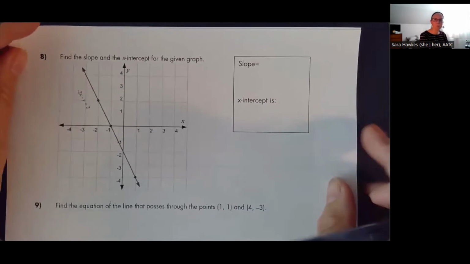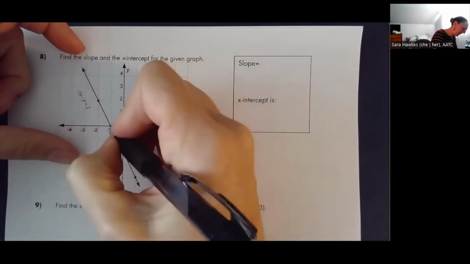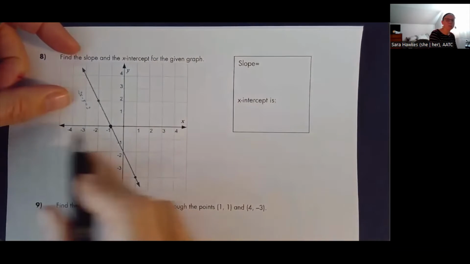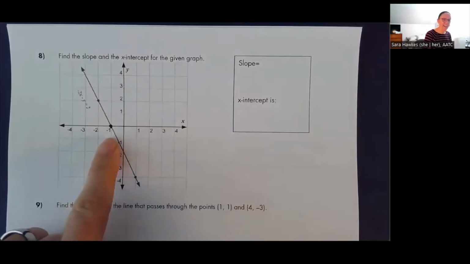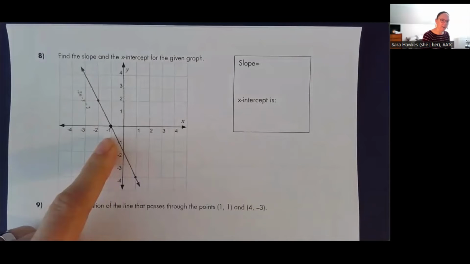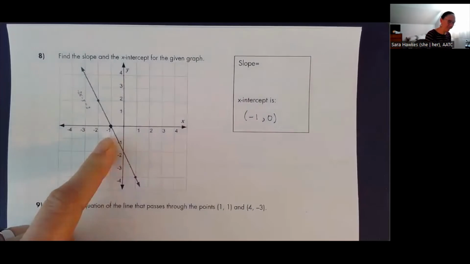Got another graphing one here. So I'm asking you to find the slope and the x-intercept for the given graph. We don't have to do anything with the equation. We can read both of these answers directly from the graph. So if I'm thinking about the x-intercept, that's this point right here. It's the place where the line intersects with the x-axis. Since that has an x value of -1, the intercept would look like -1, 0.